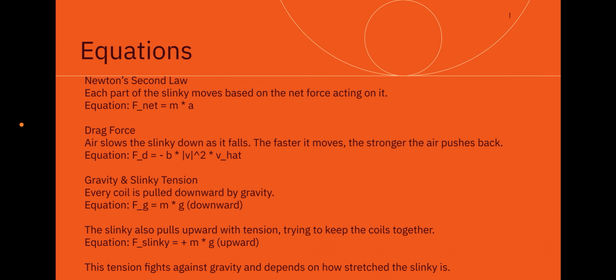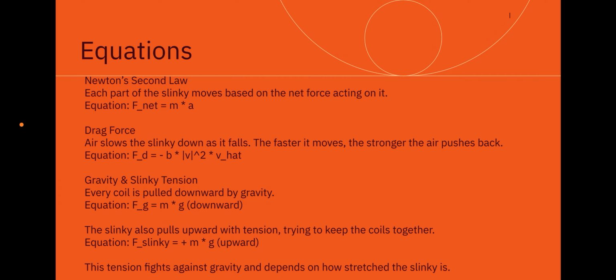To explain what's happening, we used the basic physics behind springs and forces. The force of gravity, F equals mg. Force of spring, F equals kx. And also there was a drag force. Air slows the slinky down as it falls. The faster it moves, the stronger the air pushes back. The equation is negative b times the absolute value of v to the power of 2, times v hat.